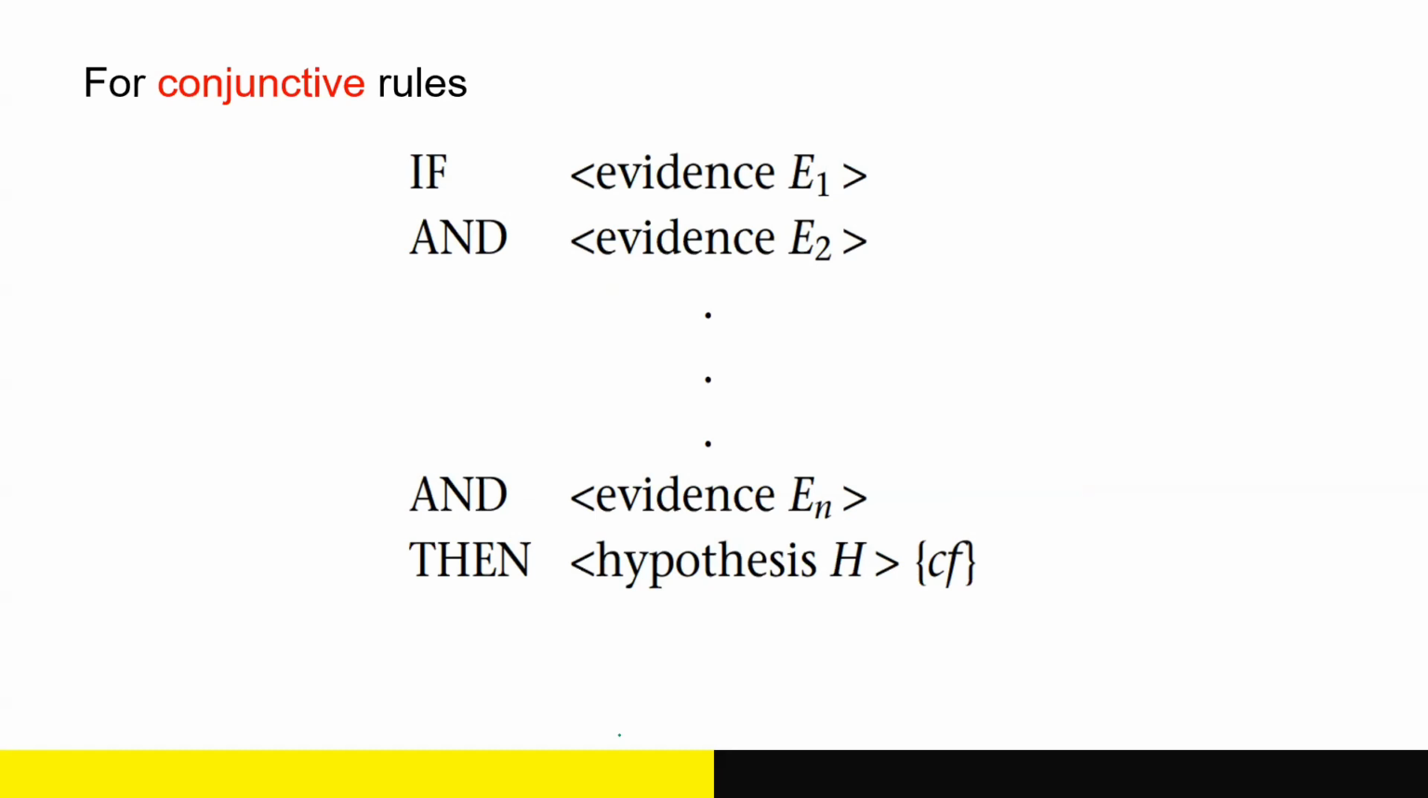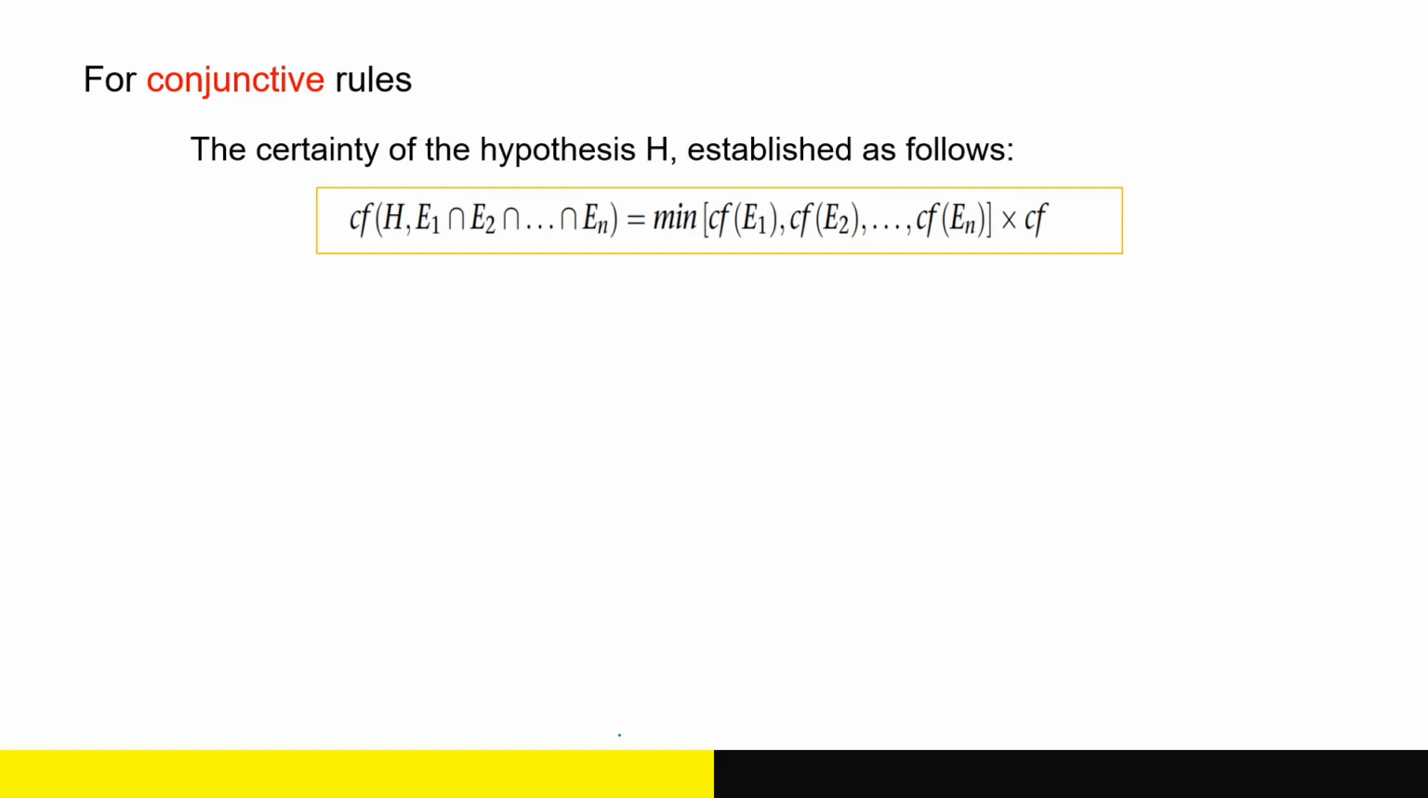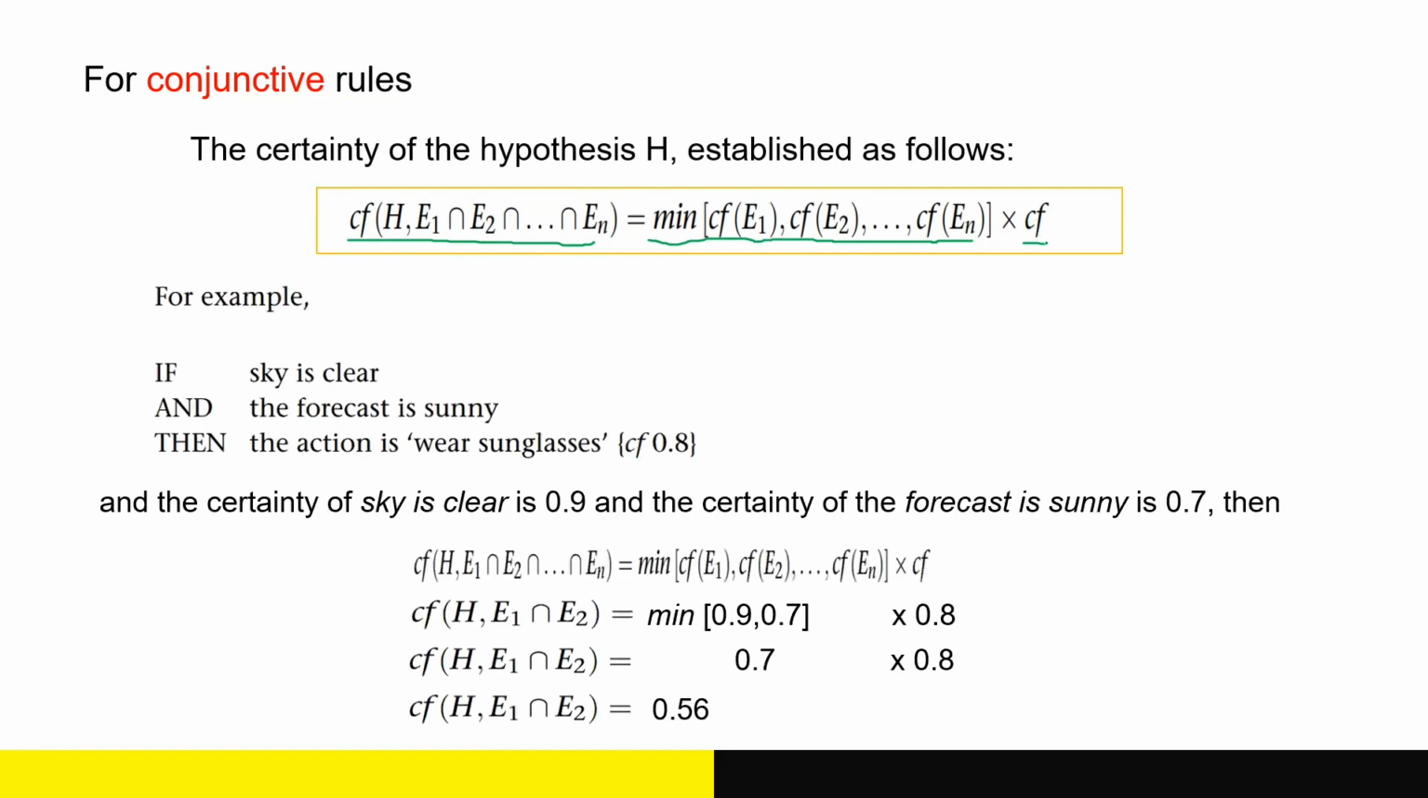If we remember from the previous discussion, the rule can have multiple antecedents, which are the conjunction or the disjunction. For the conjunction, which is the AND, for conjunctive rules the certainty of the hypothesis H is established as follows: the certainty factor of hypothesis H given evidence E1 and E2 up to evidence En is equal to the minimum of the certainty factors of evidence 1, evidence 2, and evidence N multiplied by the certainty factor. For example, if the sky is clear and the forecast is sunny, then the action is wear sunglasses with a certainty factor of 0.8.